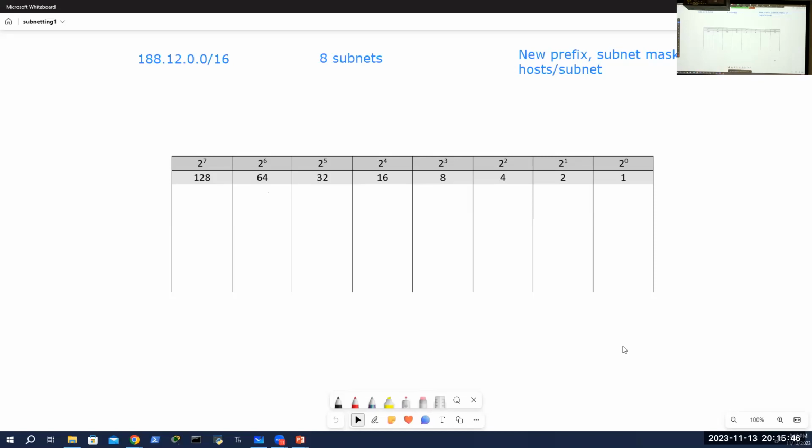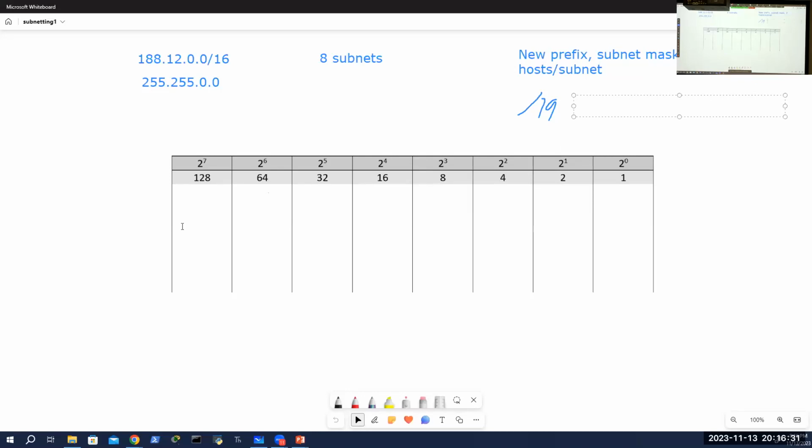Okay, does anybody have a new prefix? 19? That's as far as I got. But 19 is correct. Okay, so that's the new prefix. Let's put the original subnet mask down so that we have it. And so now the new subnet mask that goes with this /19.